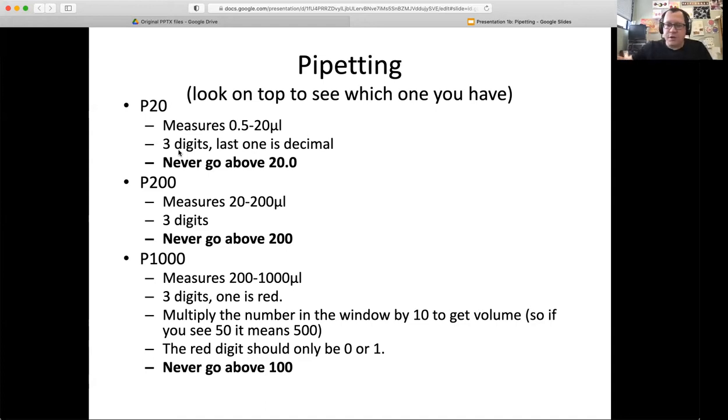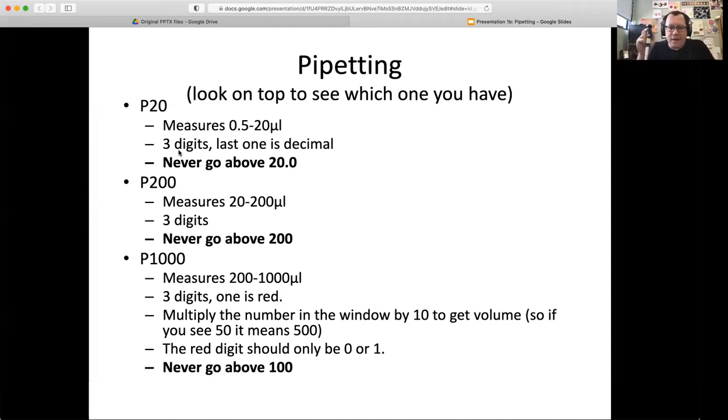For the P200, all the numbers are black. So essentially we're looking at the whole number. Whatever we see there, if it's 173, it's 173 microliters. In that last position, you can finagle it a little bit to get some decimal places in there, but it's not super reliable at measuring decimal places. With a P20 you can get about 2 decimal places pretty reliably. With a P200, you're sort of stuck to 1 decimal place. You can kind of estimate it, but it's not great.